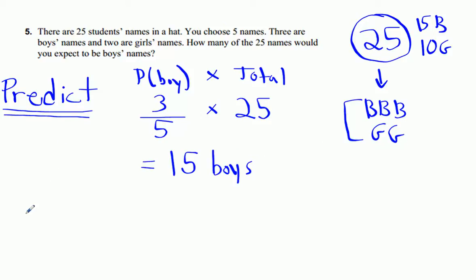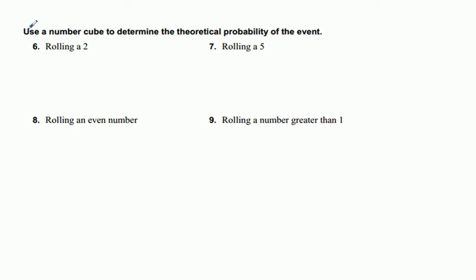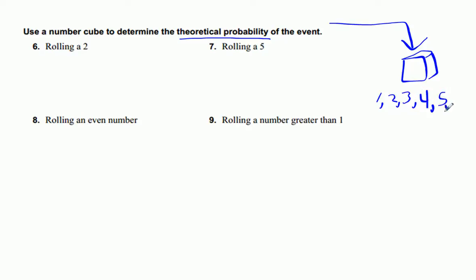Okay. The final section I want you to try by yourself is using a number cube to determine the theoretical probability of an event. Again, this is based on what you know. Before I tell you anything about rolling a die, what do you know about a die? You know there are 6 sides to the die. You know there's a 1, a 2, a 3, a 4, a 5, a 6. You might even want to write some of that down so you know, here are my options when I roll a die.